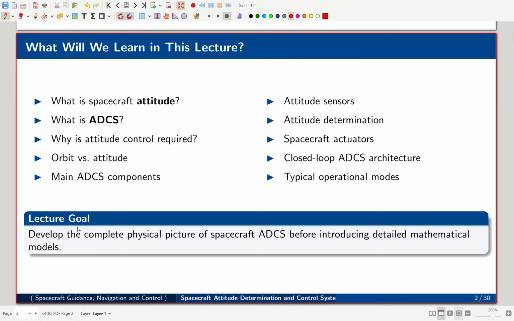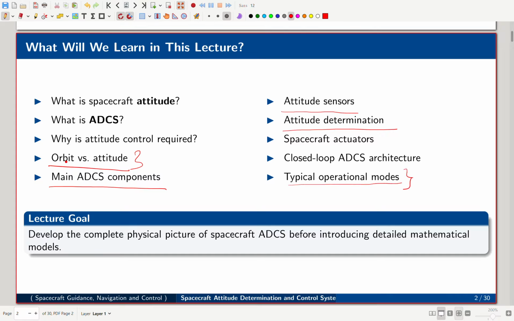So what is the first lecture, and what are we trying to learn in this lecture? What is the spacecraft attitude? What is the ADCS? And why is attitude control required? What is orbit versus attitude? What are the main ADCS components? What are the attitude sensors, attitude determination, and spacecraft actuators, closed loop ADCS architecture, and typical operation modes?